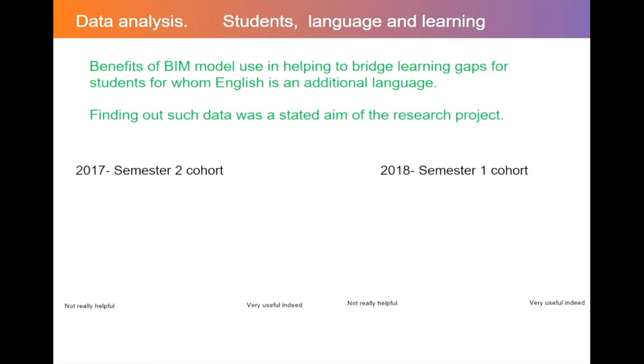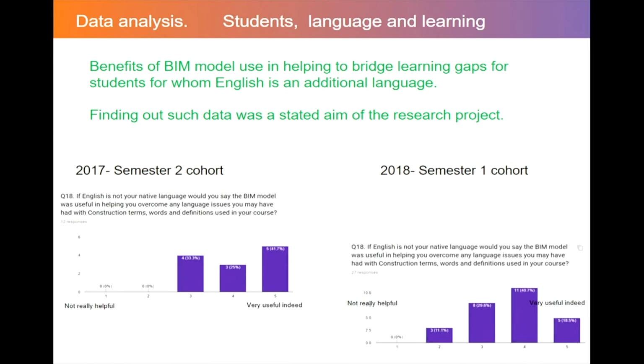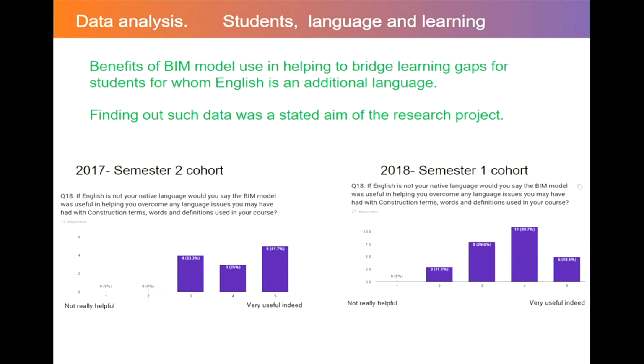Another thing was this: English is an additional language. As I say, it's not phrase book terminology we're talking about here. It's fairly technical. So I really wanted to know if this helped people. So we asked people in the survey, which was anonymous, by the way, did this model help them understand things? And the consensus seemed to be yes, so it was proved to be very useful.